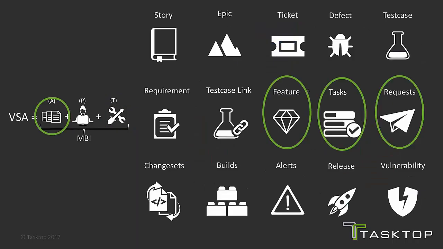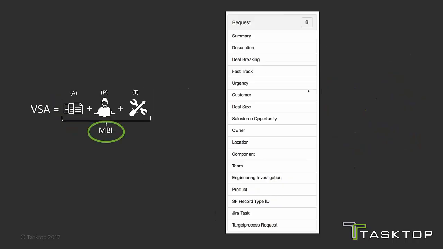And then we took a look at all of the artifacts. And no, I did not intentionally put them all next to each other, but features, tasks, and requests were the main areas of focus for this. And now comes the really interesting bit, and that's the model-based integration bit. So here's the model. In our case, it was a request model.